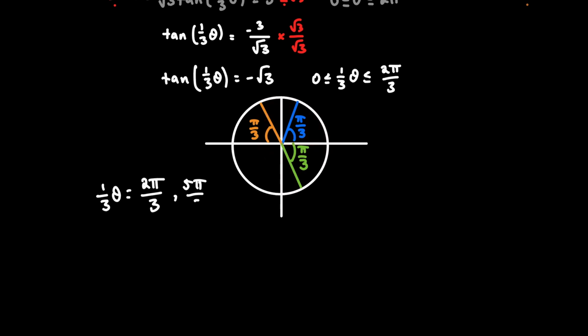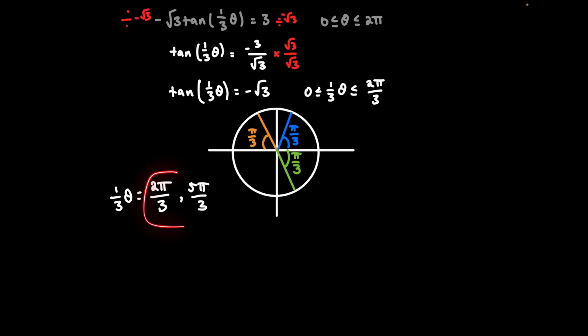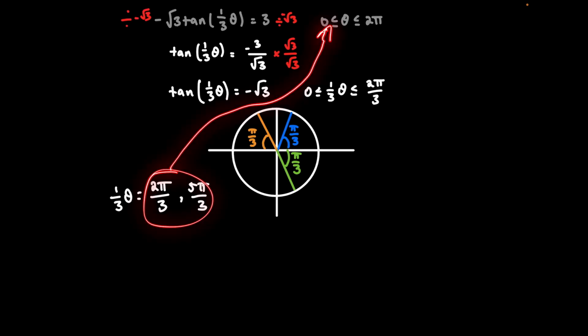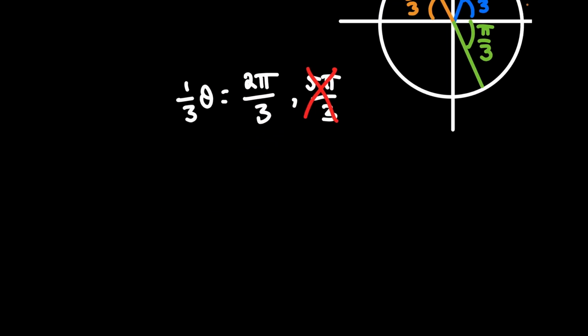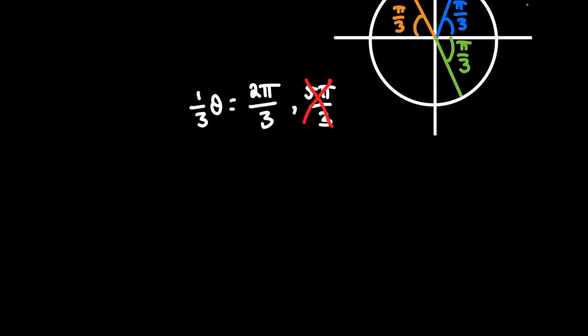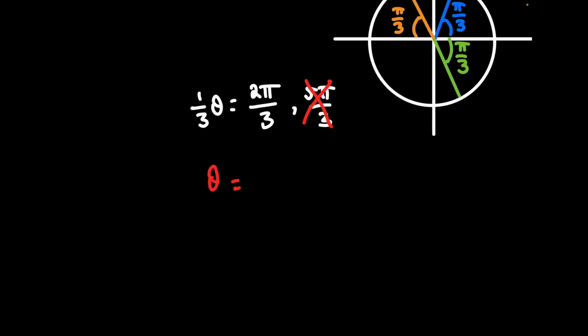However, even though we have both these angles lying within the original domain of the question, a third of theta is what we're solving for currently, and a third of theta can only be between 0 and 2 pi on 3. So that means we would actually have to reject this second solution here and just stick with 2 pi on 3. So now that we have a third of theta equals 2 pi on 3, let us now finish solving it. We times both sides by 3 to get that theta equals 2 pi. And that is how you solve trigonometric equations.